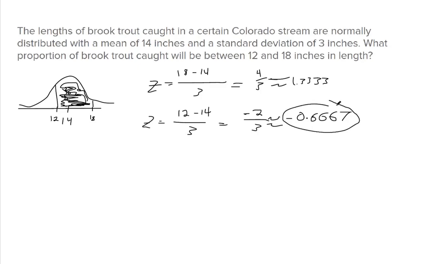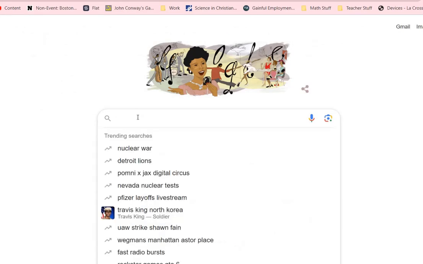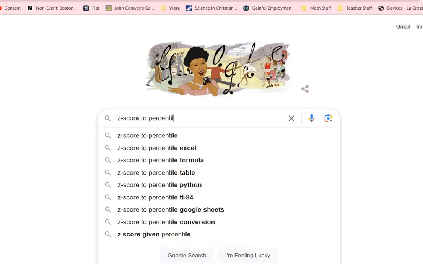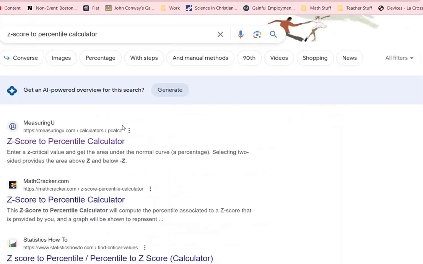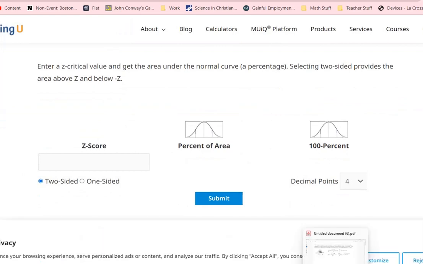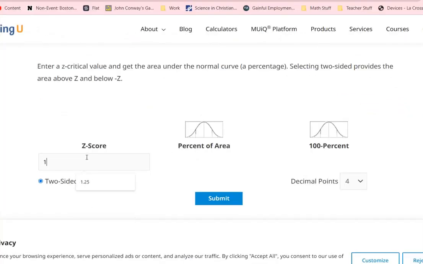And so the old way was to look this up in a table of a huge amount of values. You'd look up the z-score, find out where it intersects with 0.66. That's kind of an outdated way of doing things though, because technology is so quickly available. I'm just going to type in z-score to percentile calculator. Take the first one that comes up, and then I'm going to type in my first z-score of 1.333 and make sure to check one-sided.